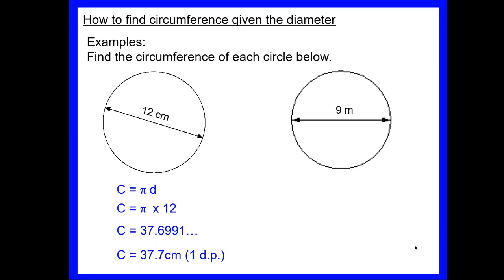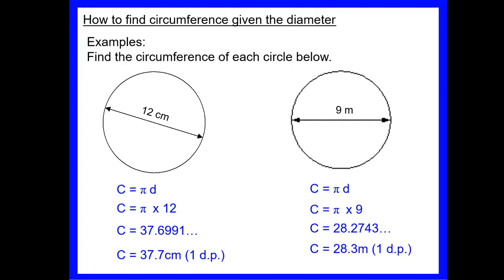Okay, our next one then, state the formula. Substitute d for 9 this time. Pi times 9 is 28.2743, etc. And rounding to 1 decimal place gives us 28.3, and this one is in meters. Make sure you're happy with those and you've copied down the examples before you move on.